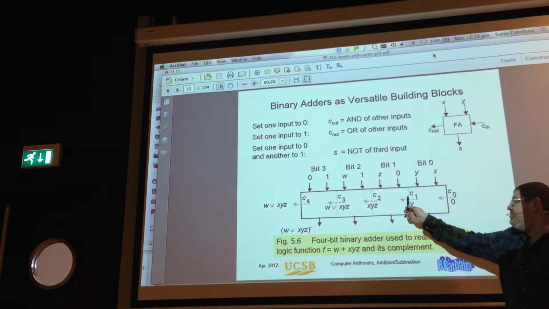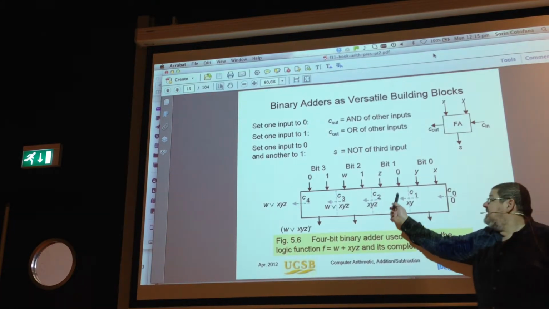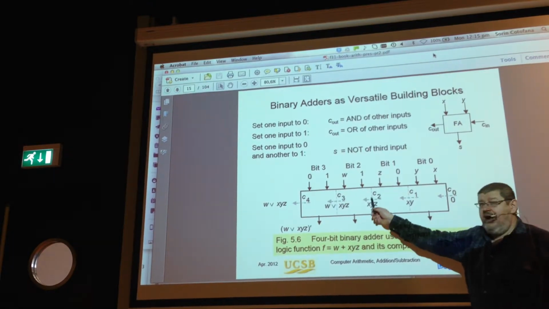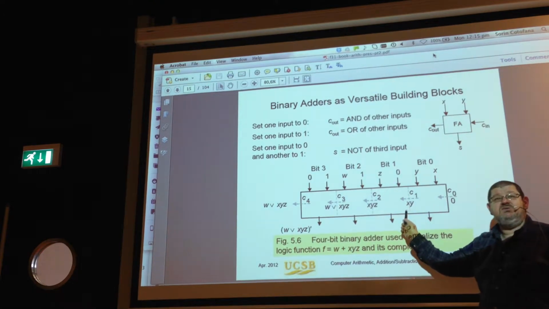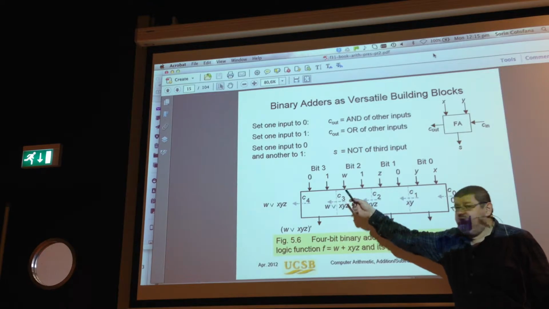Then in here I'm computing this product. Because I put this 0, the output will be 1, carry 2 will be 1, only when this is 1 and this is 1. Then this is the next product. And now I have an OR and whatever.